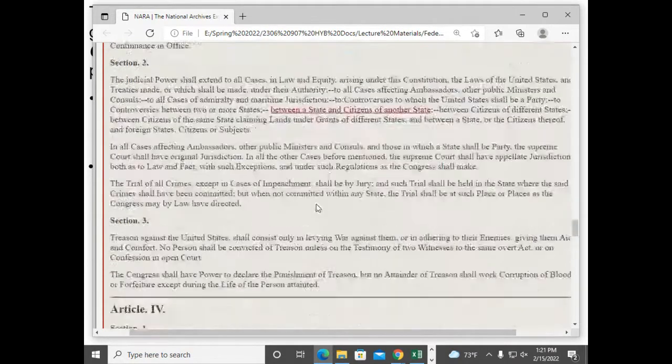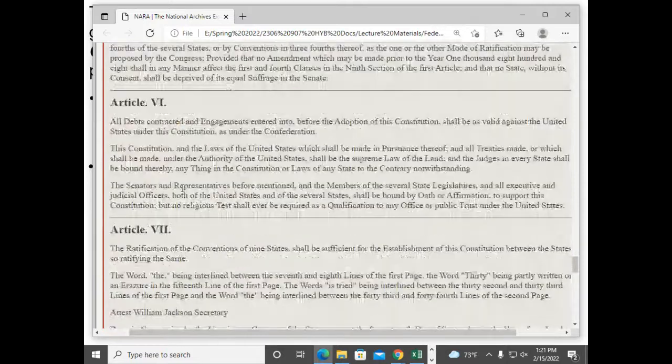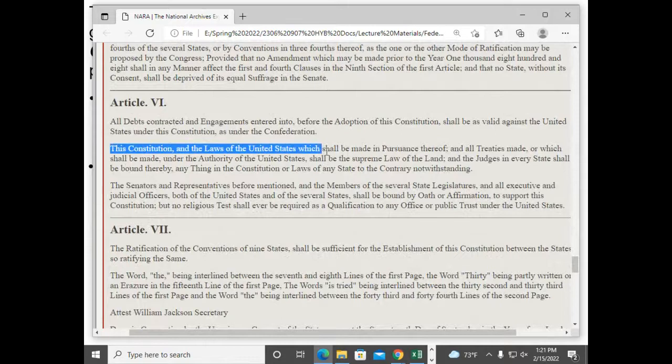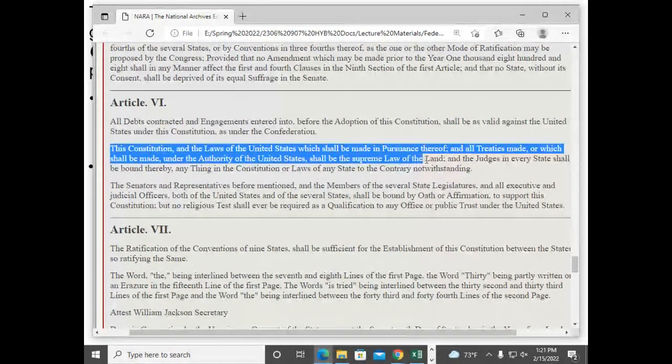And under Article 6, if those treaties are the supreme law of the land, this Constitution, any acts of Congress made in pursuance of the Constitution, and all treaties made or which shall be made under the authority of the United States as the supreme law of the land, and the judges in every state shall be bound thereby. Anything in the Constitution of a state or the laws of a state to the contrary, notwithstanding. The Constitution of the United States is the supreme law of the land. Acts of Congress, if they are made in pursuance of the Constitution, are the supreme law of the land. Treaties made under the authority of the United States are the supreme law of the land.